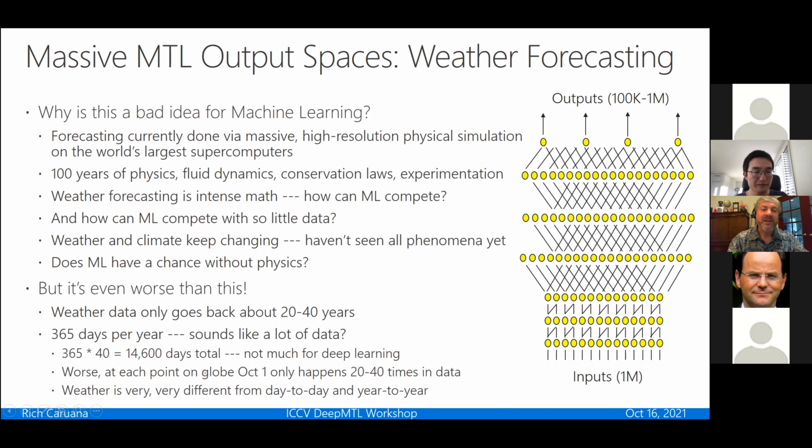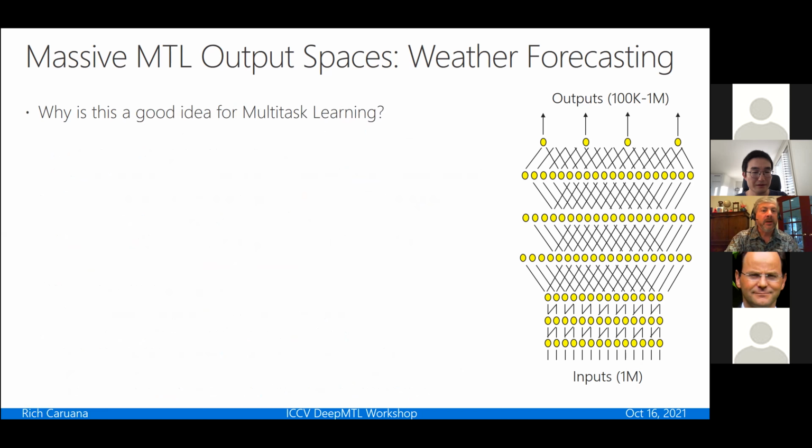Even worse, if you think about it, every point on the globe, October 1st only happens once a year, right? The weather isn't the same on every one of those 14,000 days on the globe. So it's even worse. You only get October 1st, October 15th, whatever, 20 or 40 times in the data set for each place on Earth. And the weather is very, very different from day to day and year to year. So this is really going to be sort of nasty as a machine learning problem.